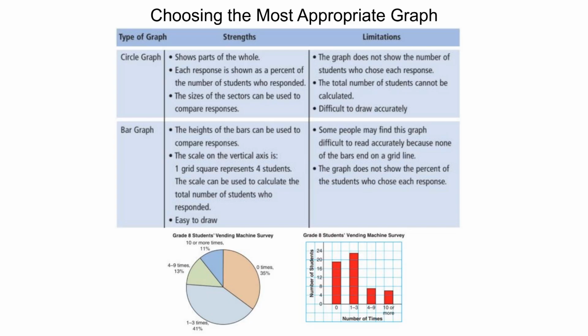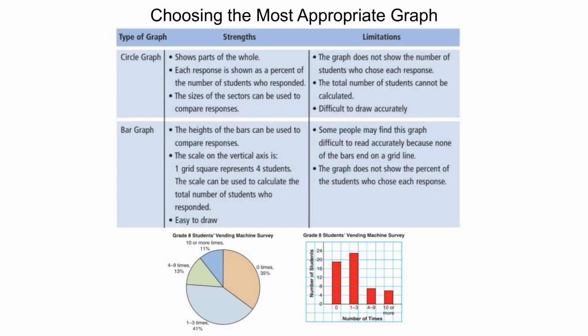Unfortunately, there are some downsides, some limitations. The graph does not show the number of students who chose each response. It gives you the proportion or the percentage, but it doesn't show you exactly how many. The total number of students can't be calculated easily. It's difficult to draw accurately unless you've got a protractor, and that can certainly be time-consuming.